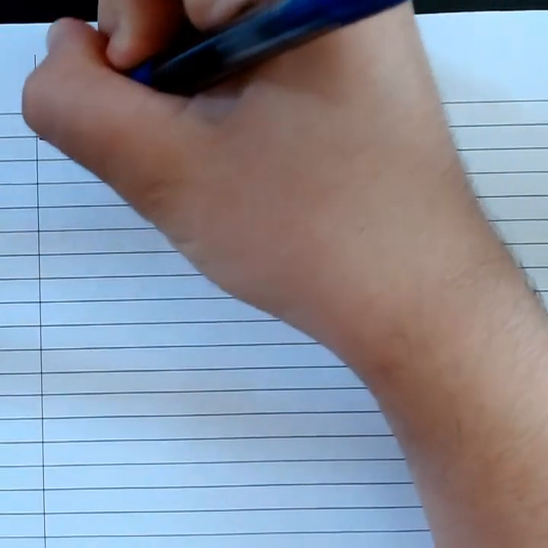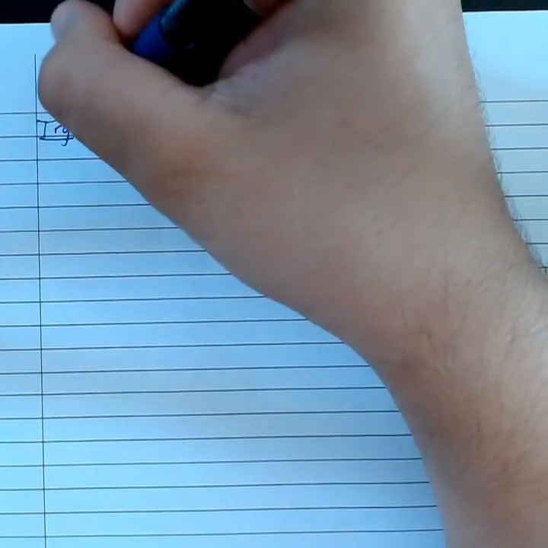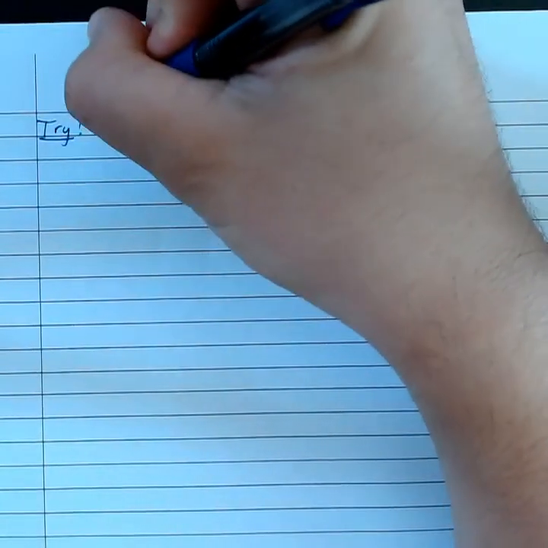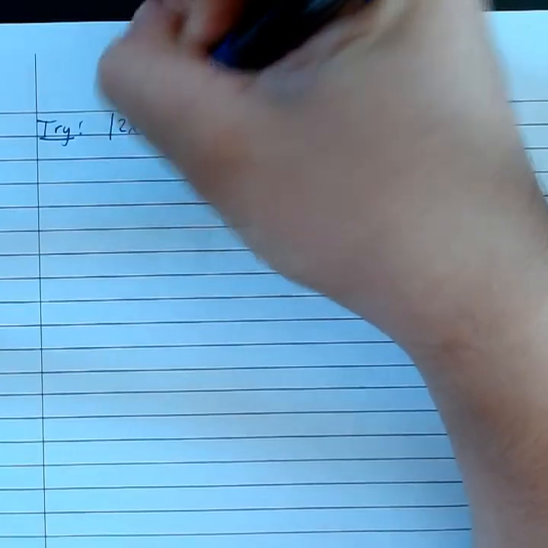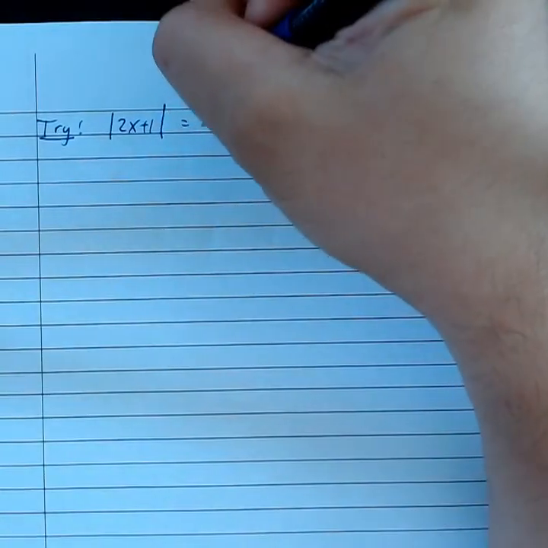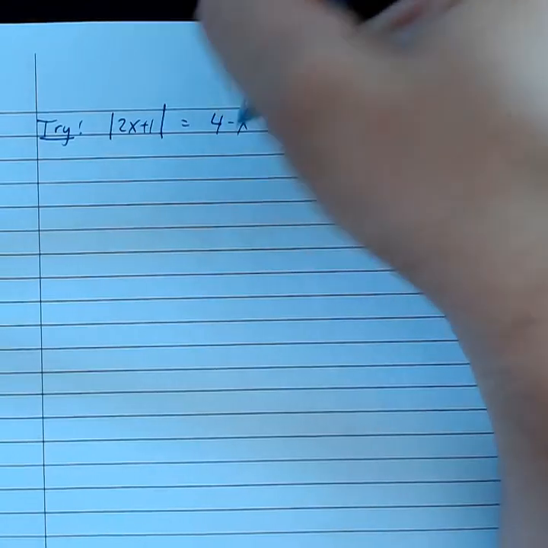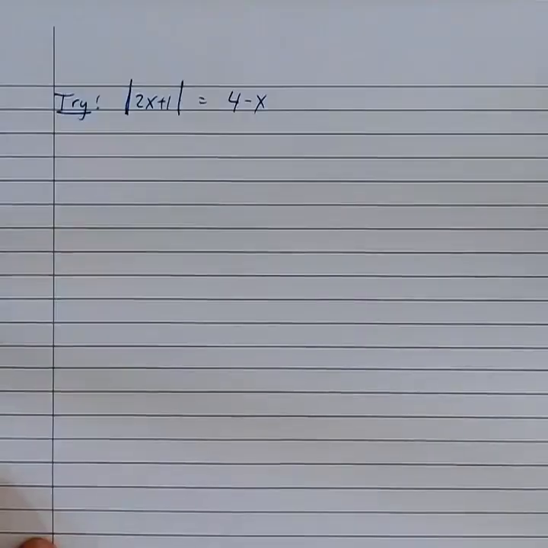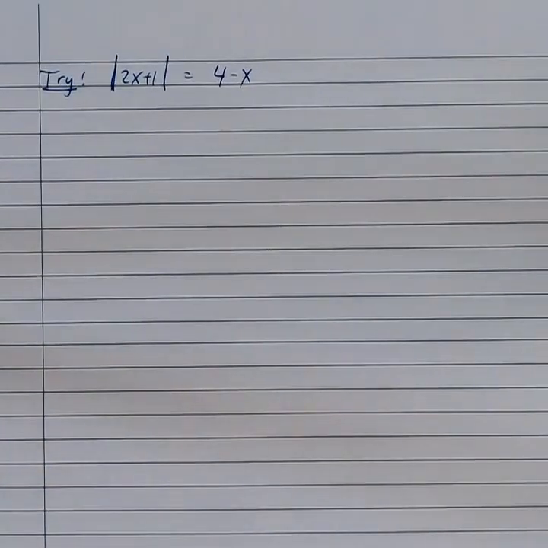Oh, actually, I take that back. That wouldn't be the last problem. We do have one more after this. So go ahead and give this one a try: the absolute value of 2x plus 1 is equal to 4 minus x. Once you have your solutions, make sure you check to make sure that they are valid. Go ahead and unpause the video, and we'll go through them together.